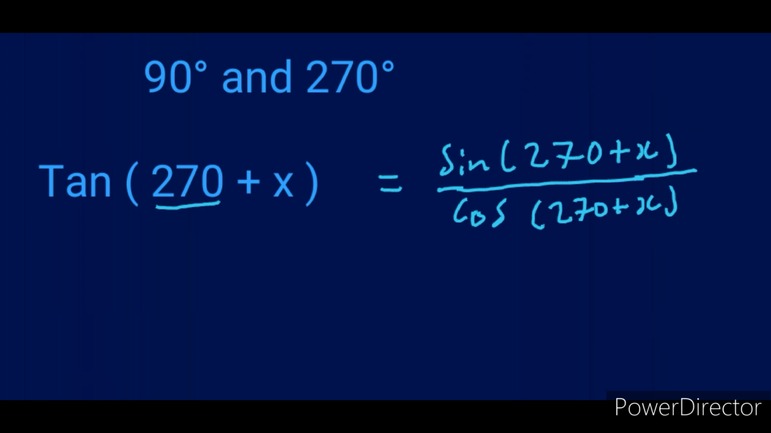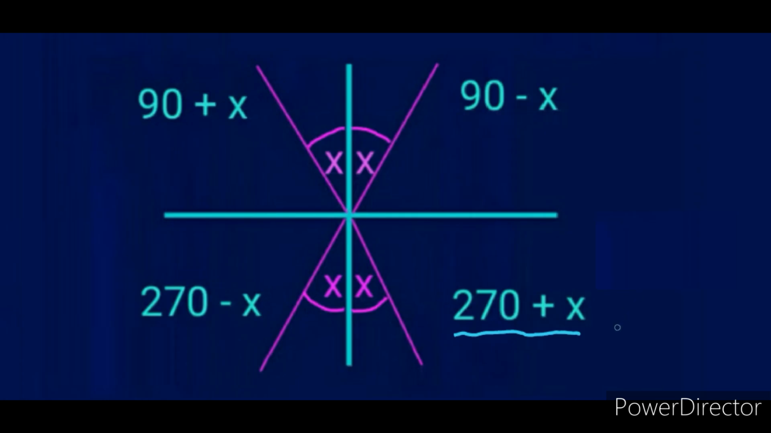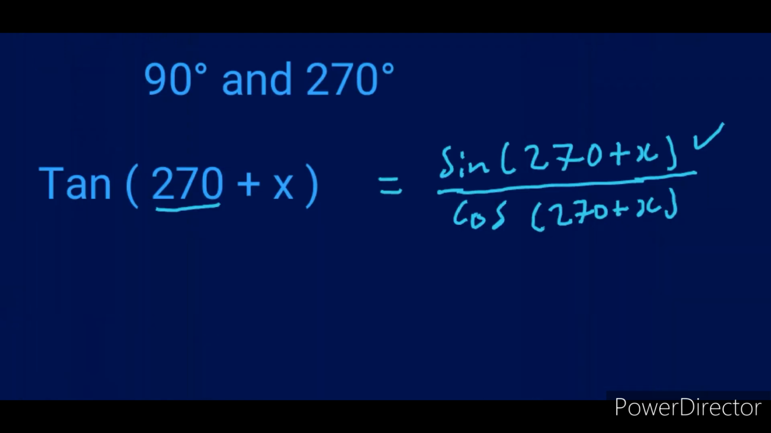So let's deal with sine 270 plus x first. So we know that sine 270 plus x is in the fourth quadrant, and in the fourth quadrant sine is negative. So because sine is negative, what it changes to will be negative. It means that cos in this case will be negative. So therefore it's going to change into cos, but cos will be negative because sine is negative in the fourth quadrant.